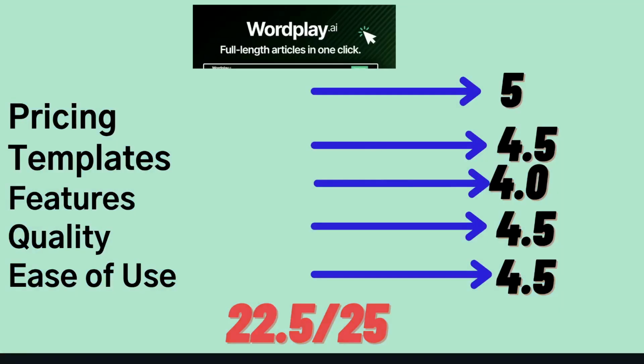And for Wordplay AI, I would give them a score of 22.5 out of 25. In my opinion, it's slightly better when compared to Article Forge. And that's for a couple of reasons. One, they have a lifetime deal, so their pricing is really good. Also, they have a variety of templates in which you can choose from and a variety of different ways in which you can construct and generate a full-length blog post.